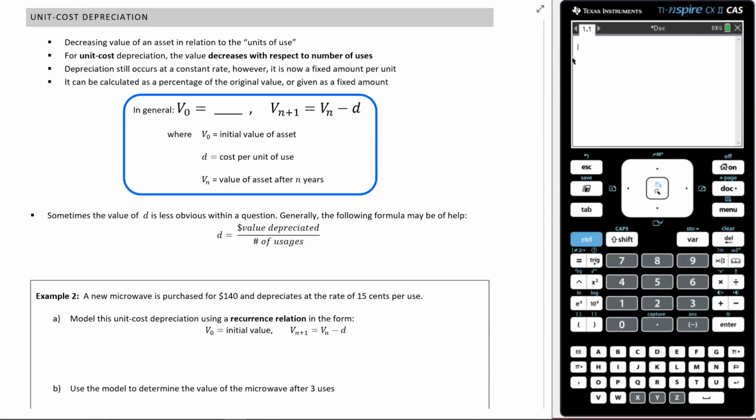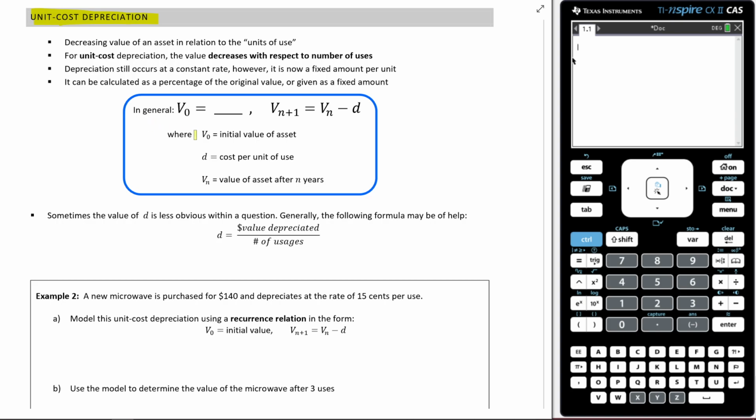All right, let's now talk about another type of depreciation, unit cost depreciation. All right, let's read. Decreasing value of an asset in relation to the units of use. For unit cost depreciation, the value decreases with respect to the number of uses. Depreciation still occurs at a constant rate. However, it is now a fixed amount per unit. It can be calculated as a percentage of the original value or given as a fixed amount.